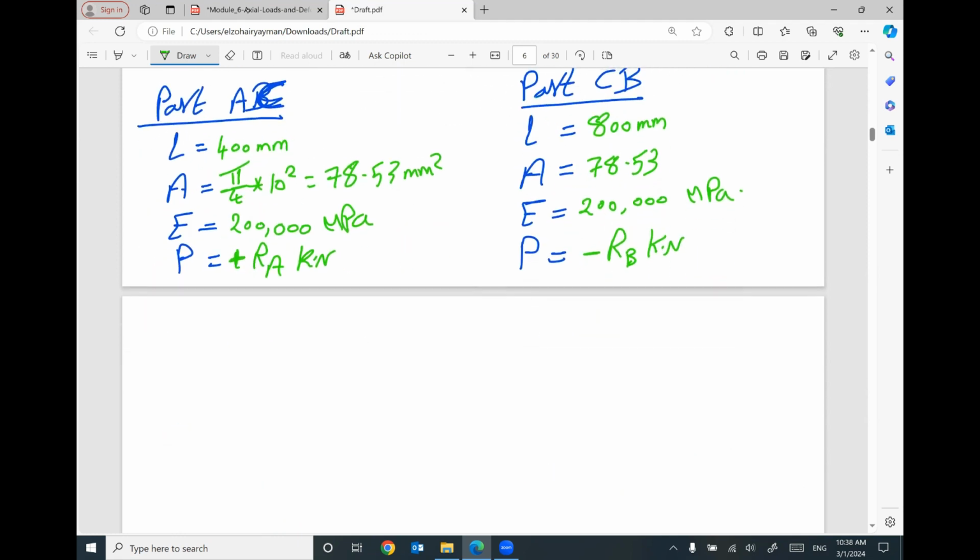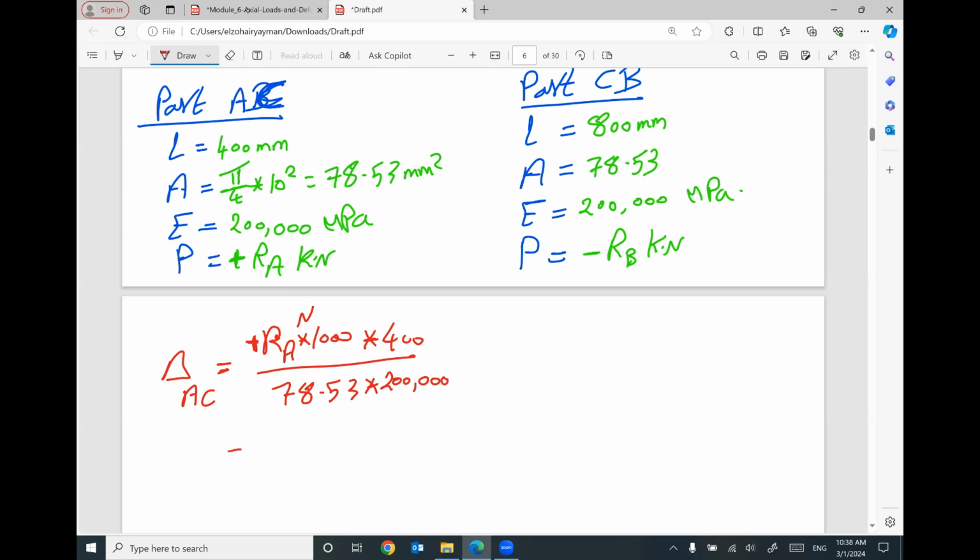Looks good. So the elongation in part AC equals the applied force RA in kilonewton times 1000, positive because it's a tension, to be in Newton, times the length 400, divided by the area 78.53 and the Young's modulus 200,000. Your units are good. So it's 0.025 RA, positive.